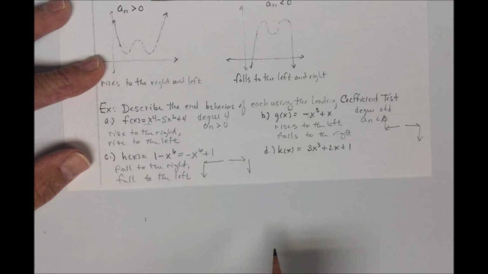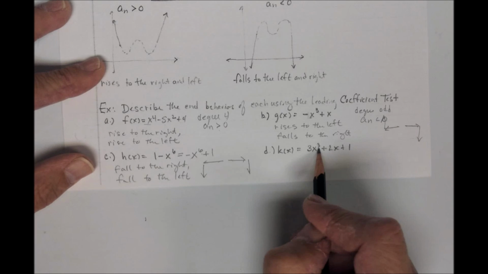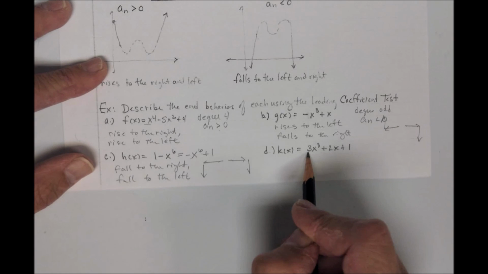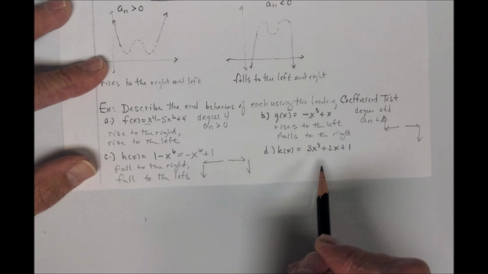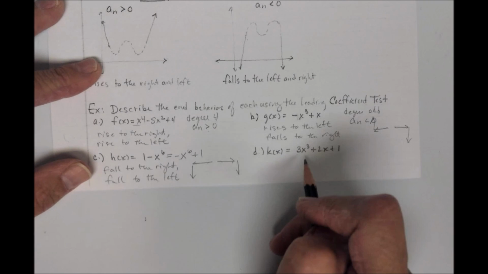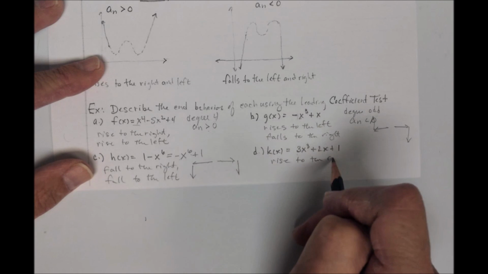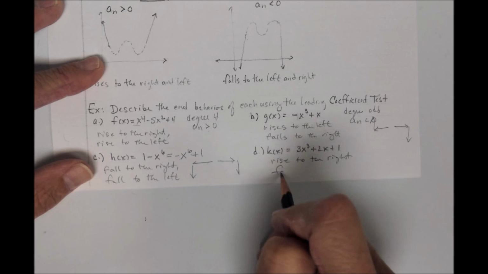Okay? This guy here, he has an odd degree and a positive lead coefficient, so it's kind of the opposite of what happened in the example above there, because that was odd degree but a negative lead coefficient. So this one is going to rise to the right and it's going to fall to the left.